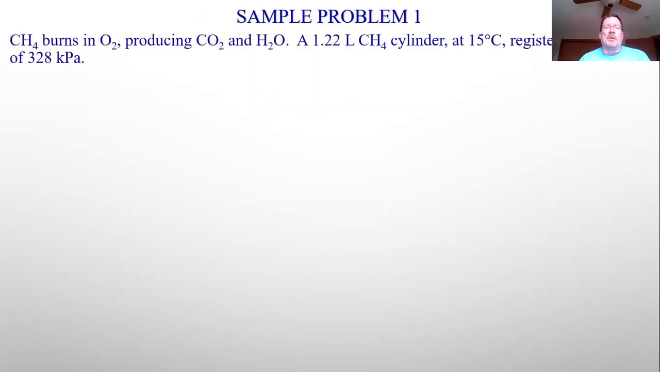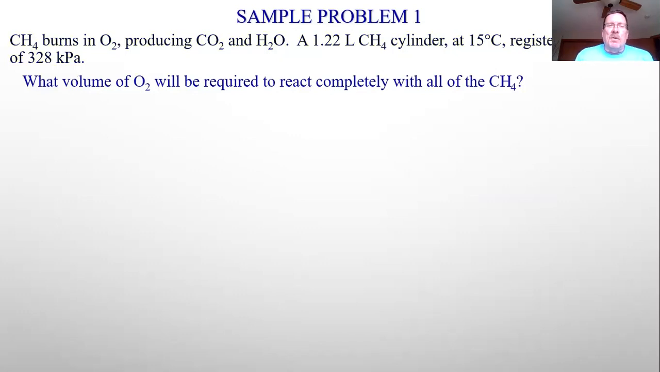Here's our first sample. Methane burns in oxygen, combustion reaction, producing carbon dioxide and water. And so you have methane gas in a 1.22 liter container. It's at 15 degrees, and it has a pressure of 328 kilopascals. Okay. Our first question, and we're going to use this equation and stuff for a while, is what volume of oxygen would react with all the methane in that combustion reaction?